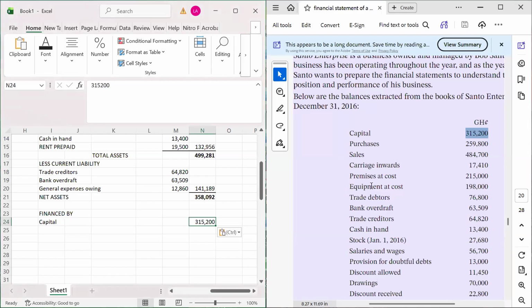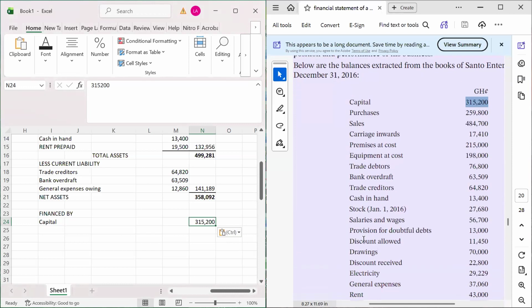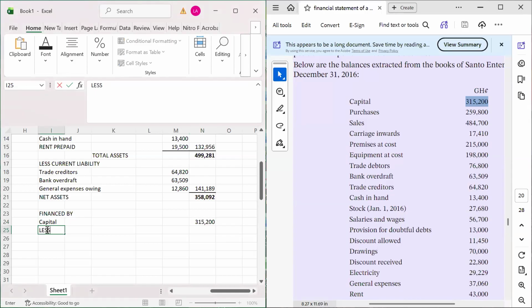Then what? See, he brought this capital, but later he came to withdraw this from the capital. So we less what he withdrew. Less withdrawal, 70,000. Is that correct? So what it means is that it was this minus 70,000. It means this is what we have in the business as capital now.